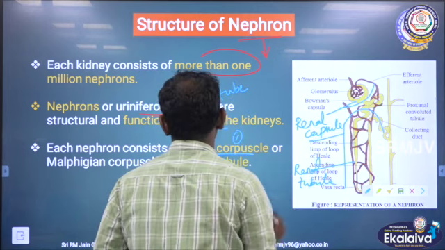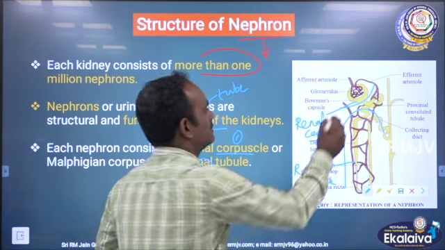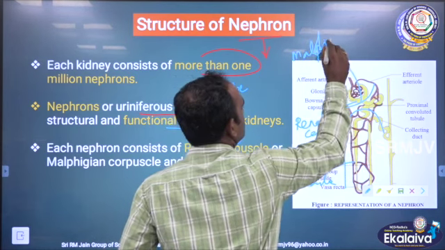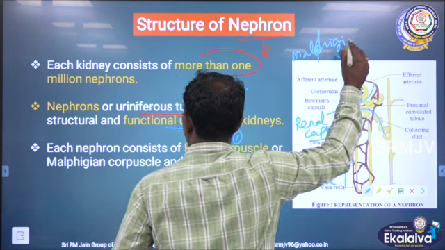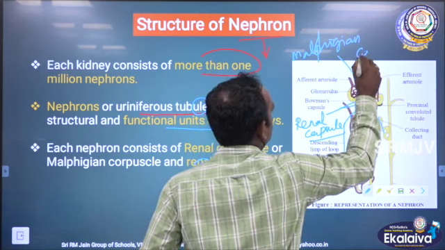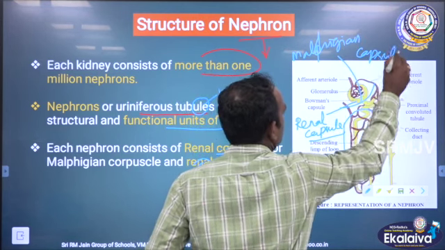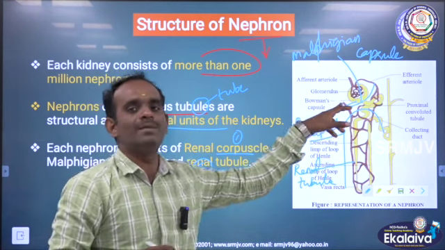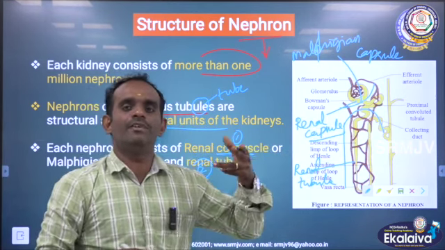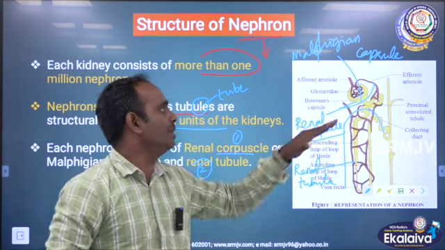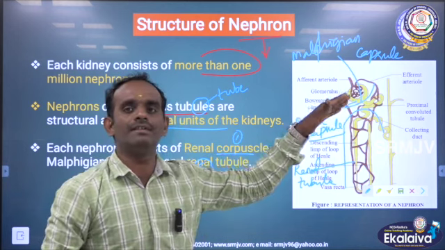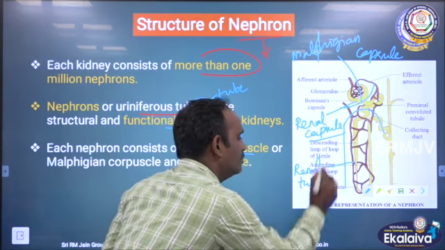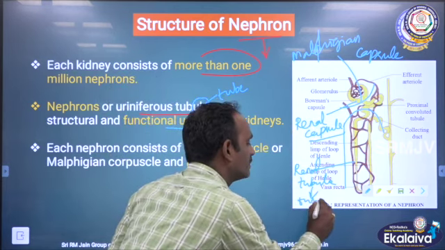The renal capsule is also called Malpighian capsule. Can you get my point, children? Renal capsule is also called Malpighian capsule. So nephron has two major parts. One is Malpighian capsule or renal capsule and another one is renal tubule. Tubule is nothing but tube. Okay?